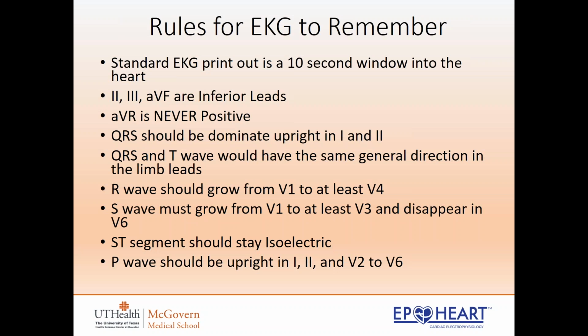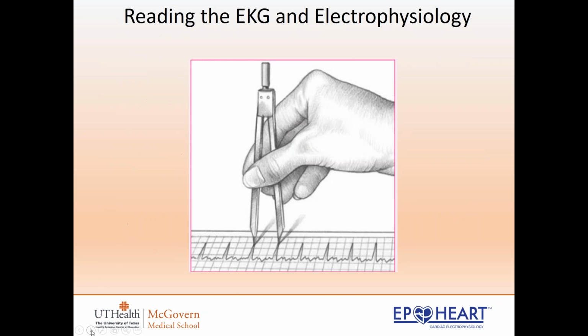We know if we get some ST segment depression or elevation, then that's telling us we have some sort of ischemia going on. And then when we're looking at our P waves and our atrial arrhythmias, we want to make sure a normal P wave should be upright and positive in lead 2. Lead 2 is where we're generally looking. It will be upright in 1 and V2 to V6, but overall we want to look at lead 2. So those are just some general rules to remember. If you can remember those, then you have a good idea of what a normal EKG should look like.